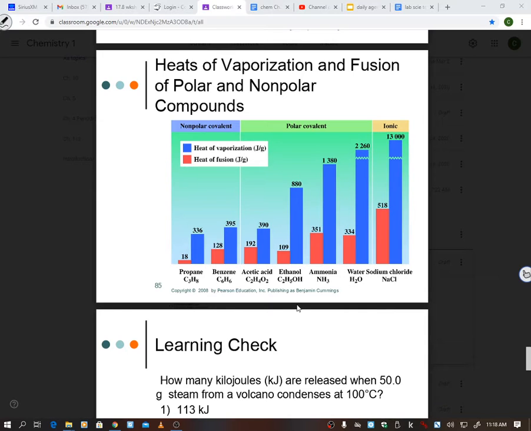All right, but once again, everything we're doing right now is dealing with water, so that magic number of 334 is for going from solid to liquid at 0 degrees Celsius, and at 100 degrees Celsius, that's the 2,260.